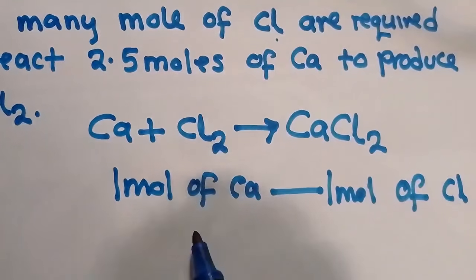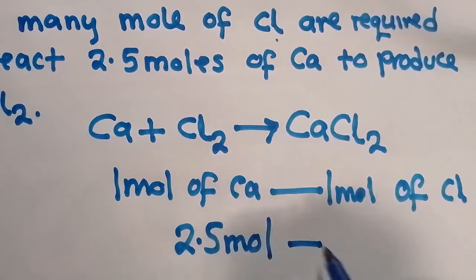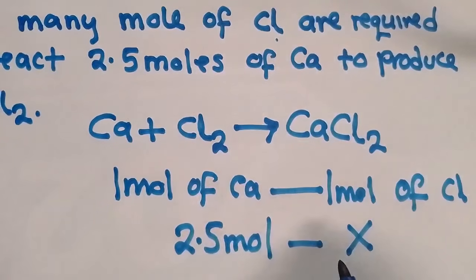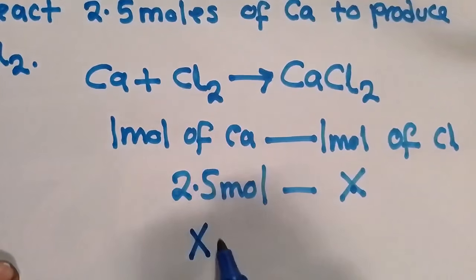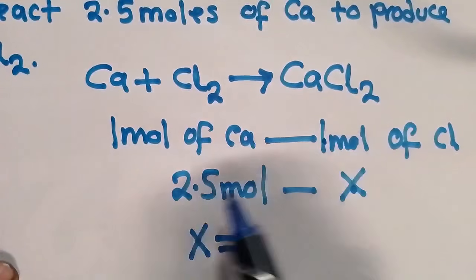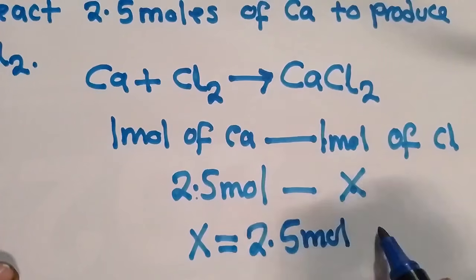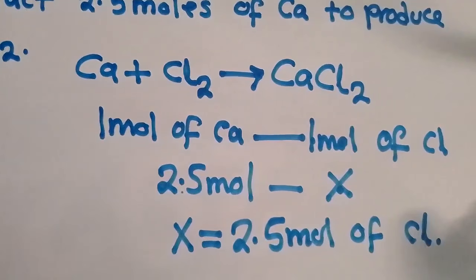Then calcium, how many moles? We've got 2.5 moles. Equivalent to what? X, which we don't know. Then you do what? You cross multiply. So x here times the 1 there, you are going to have x, which is equal to 1 times 2.5. It is 2.5 moles of what? Of chlorine, like that. So that's how you need to do it.